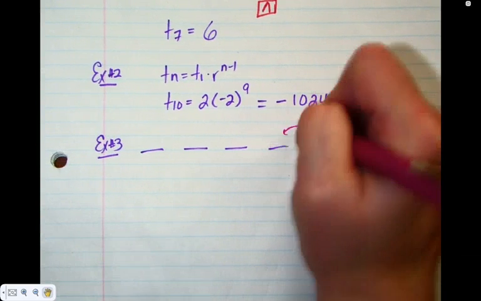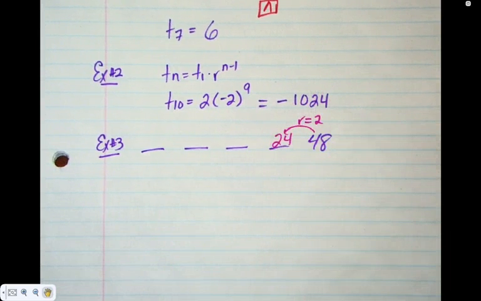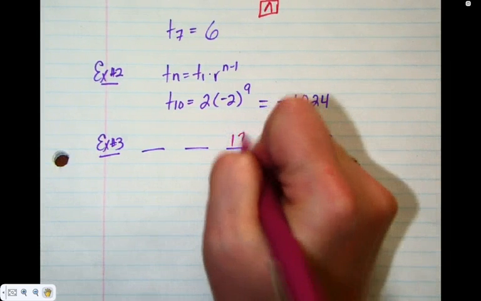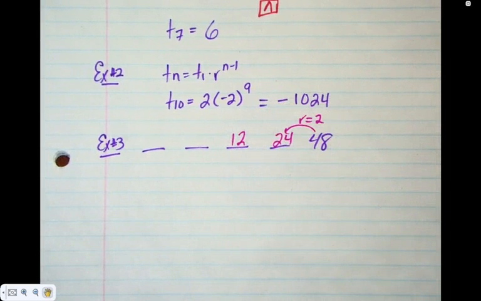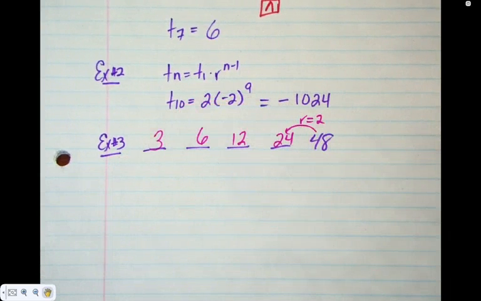So if I'm going to pick r equal to 2, what's the previous term to 48? What's the previous term to 48 or to 24? What's the previous term to 12? And what's the previous term? There's creating a geometric sequence that has those properties. Let's say the question says, because sometimes they'll be tricky, they'll be like, create 2 examples that have these properties.